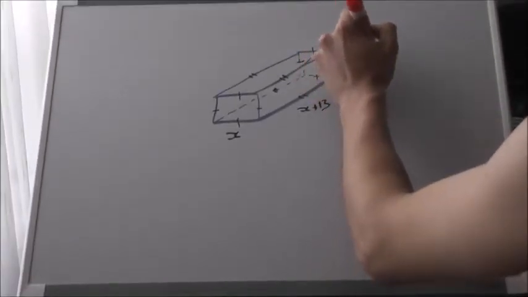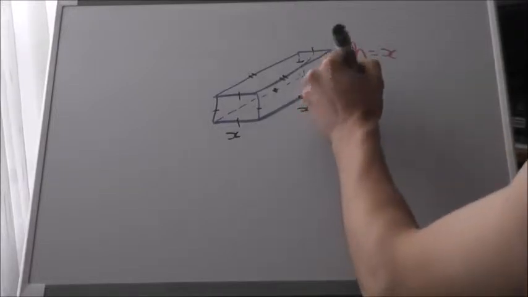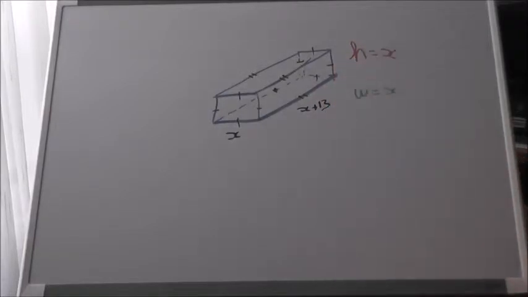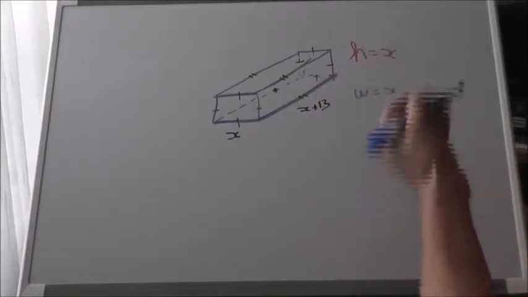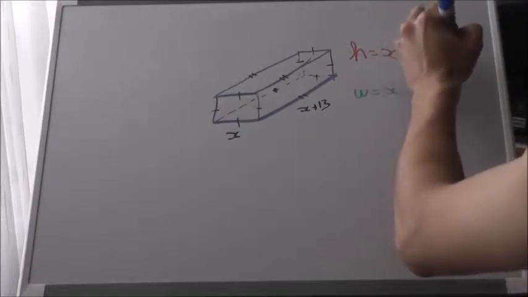Now we are going to write down our height, width, and length. So we know our height is equal to x, our width is equal to x, and our length is x plus 13. So we now need to solve for x.